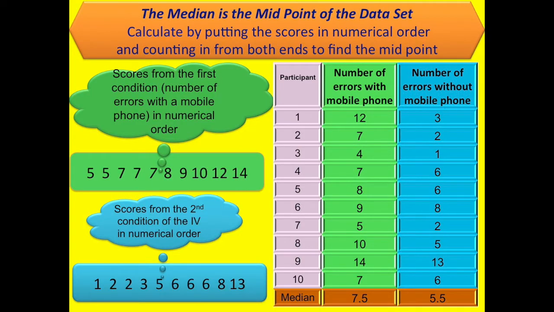The next measure of central tendency is the median, and the median is the midpoint of the data set. You calculate it by putting the scores in numerical order and then counting in from both ends to find the midpoint. So I've put both conditions of the IV in numerical order, so you start from the smallest number and then look through the data and put them in the correct order numerically. You can see I've done that for both conditions of the IV there, so 5, 5, 7, 7, 7, 8, 9, 10, 12, 14 for the number of errors with a mobile phone.